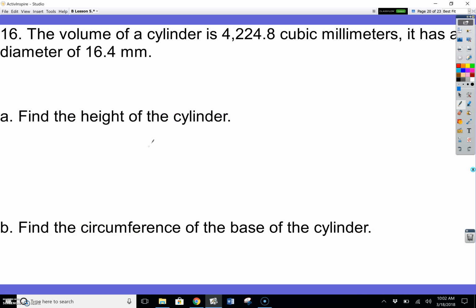Alright, so now looking at this one, it says the volume of a cylinder is 4,224.8 cubic millimeters, and it has a diameter of 6.18. Find the height of the cylinder. Alright, so here is my shape. So volume equals 4224.8. So that is going to equal pi r squared times the height.